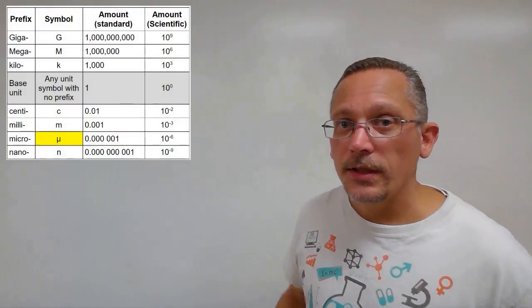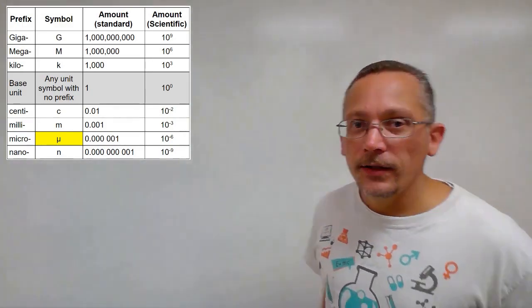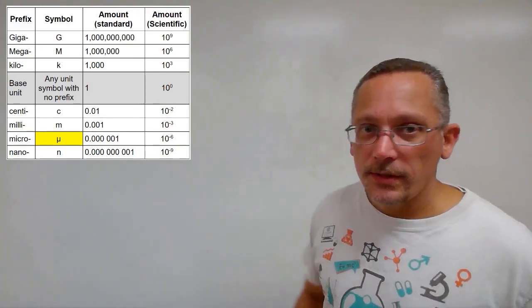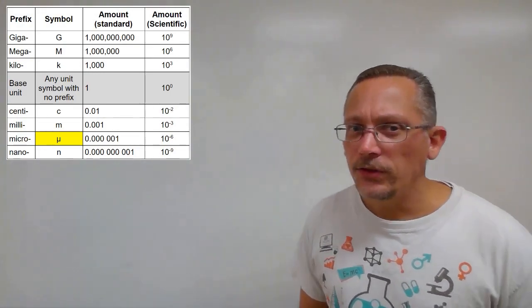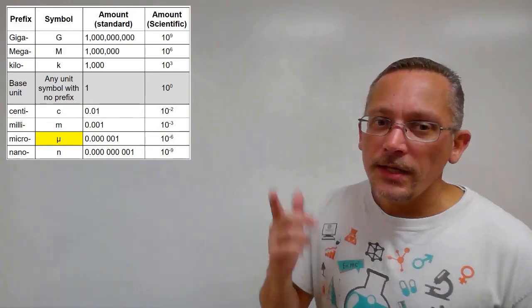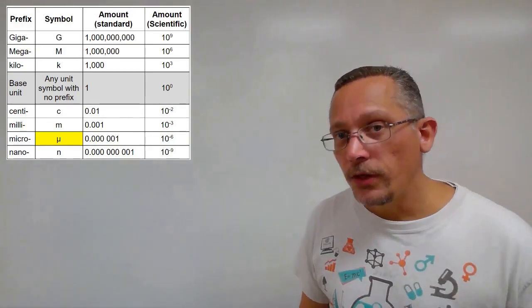Real quick, I want to draw your attention to one of these prefixes in this chart. You can see right up here, I've highlighted it in yellow. It is the prefix micro. All the other ones are abbreviated with letters you know and understand, right? Giga is a capital G, mega is a capital M, and so forth. But this one here, micro, is abbreviated with a different kind of letter. That is the Greek letter mu.